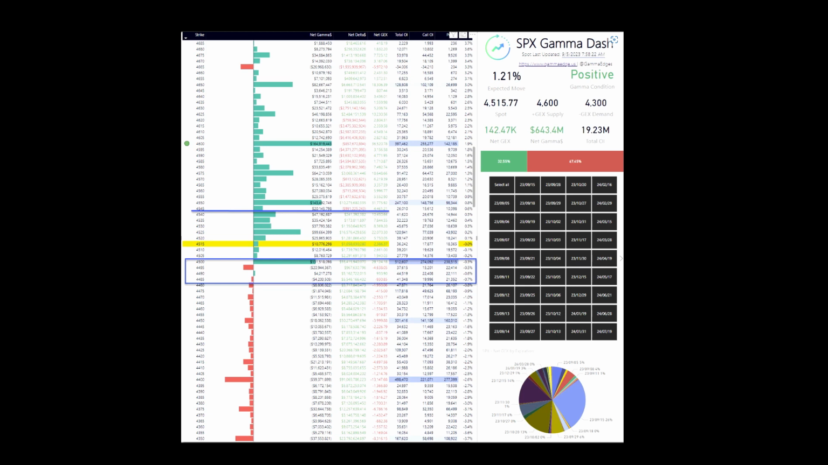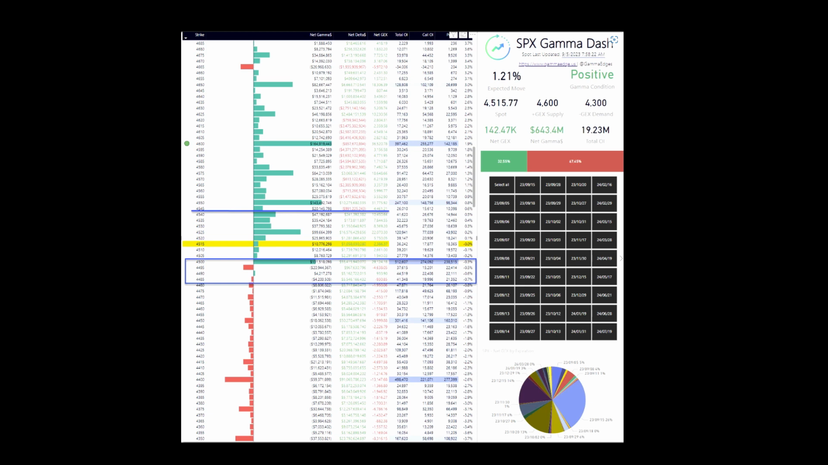To the downside, again, we've noted 4,500 for multiple weeks to be an extensively important level, 55 billion net delta sitting there. As you can see, the transition is right within that area. So again, above and below 4,500 will be crucial to our if this then this thesis for this week.